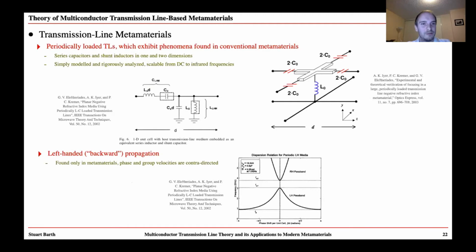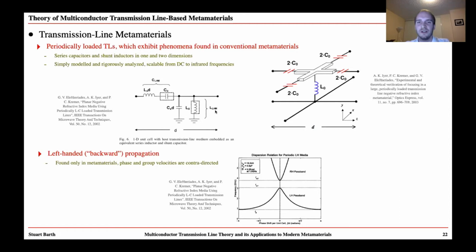Similarly, transmission line metamaterials are periodically loaded transmission lines, but they exhibit phenomena found in conventional metamaterials. Typically these are created by inserting series capacitors and shunt inductors into transmission lines in 1 and 2 dimensions, as shown here. Transmission line metamaterials have numerous advantages: they are very simply modeled, they can be very rigorously analyzed with good agreement between the theoretical formalism and what we would see in experiment, and the concepts are scalable from DC to infrared frequencies. I've shown some examples here. These are both by my supervisor, Ashwin Iyer. He was very pivotal in establishing this field.